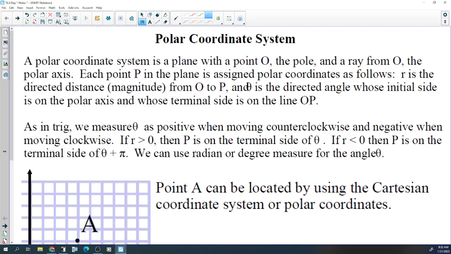Polar coordinate system is a plane with a point O, the pole, and a ray from O, the polar axis. Each point P in the plane is assigned polar coordinates as follows. R is the directed distance, or the magnitude, from O to P, and theta is the directed angle whose initial side is on the polar axis and whose terminal side is on the line OP.